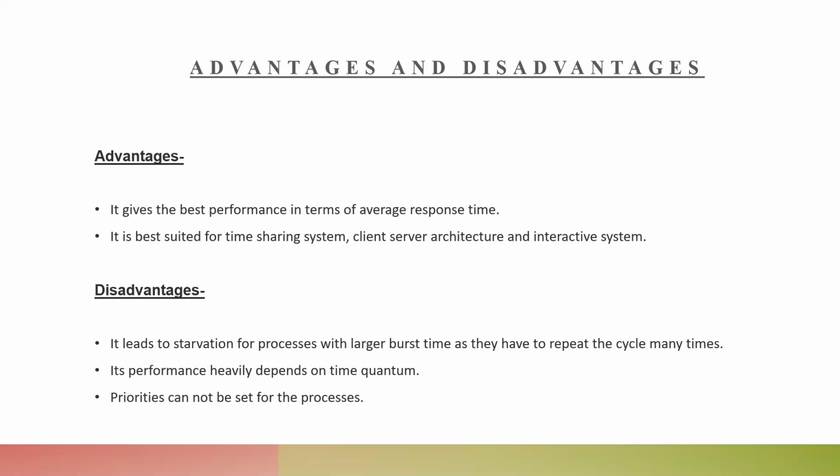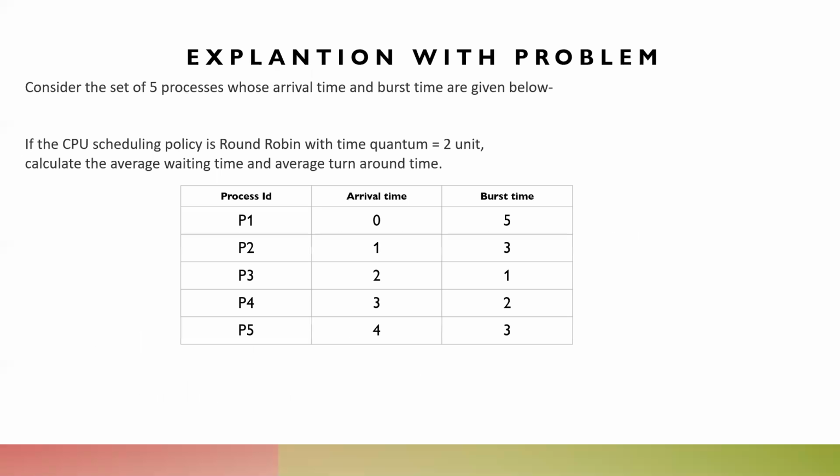Its performance heavily depends on the time quantum. It does not follow any other protocol other than the time quantum, so we cannot overrule it. Also, priorities cannot be set for the processes. So while using round robin, we cannot set priorities for any processes.